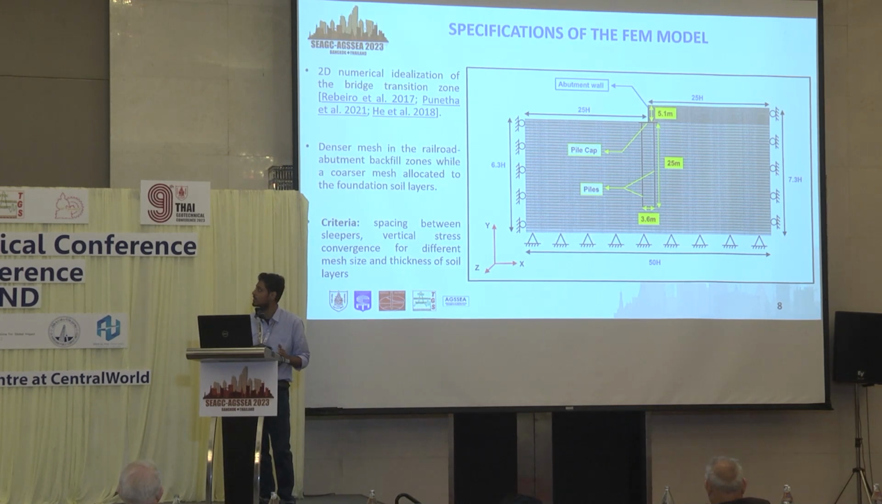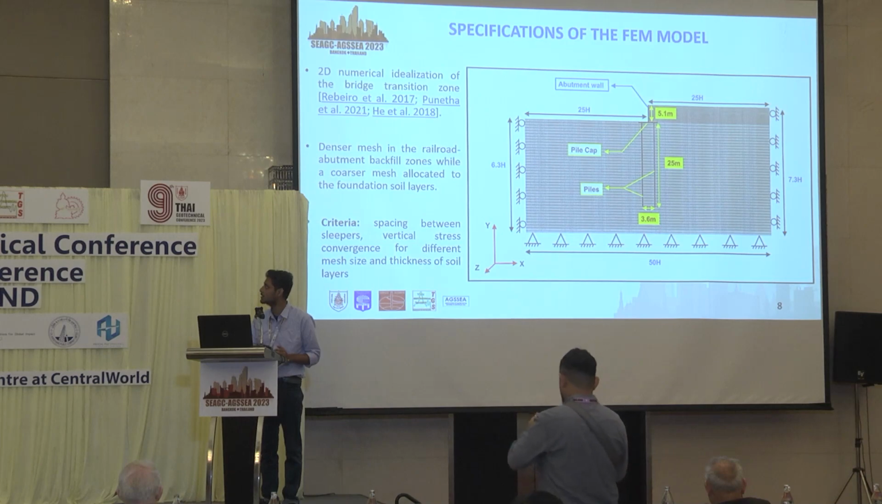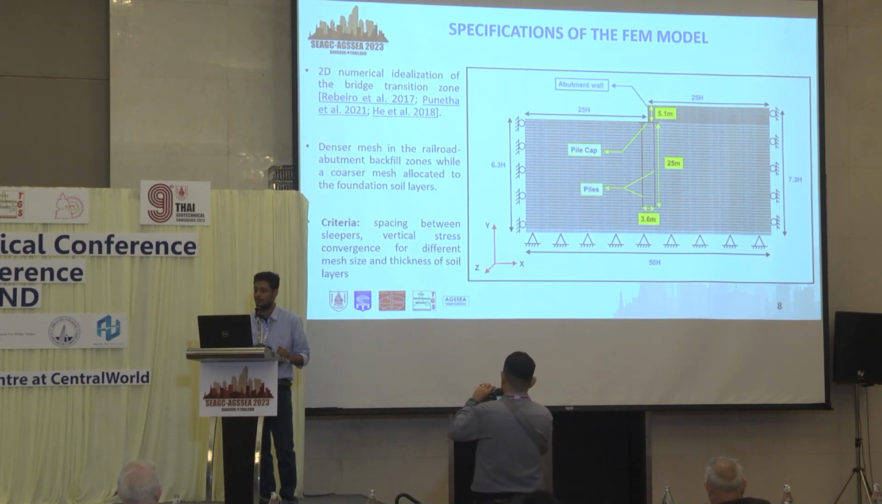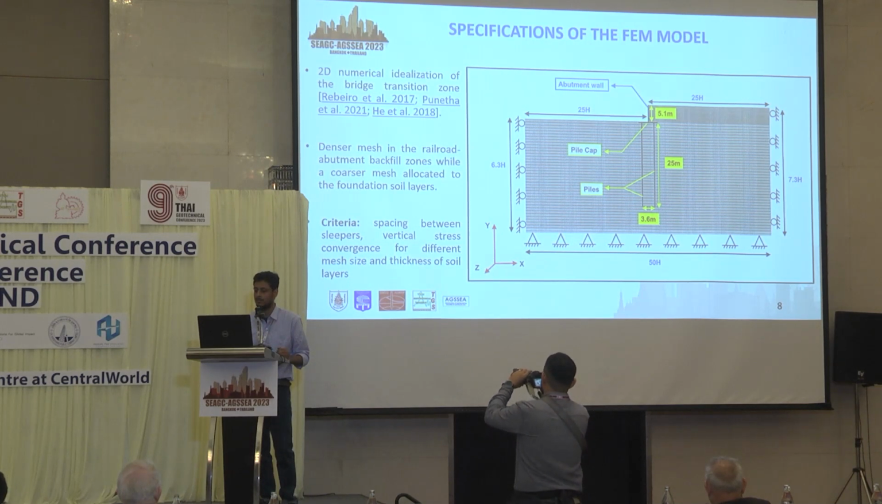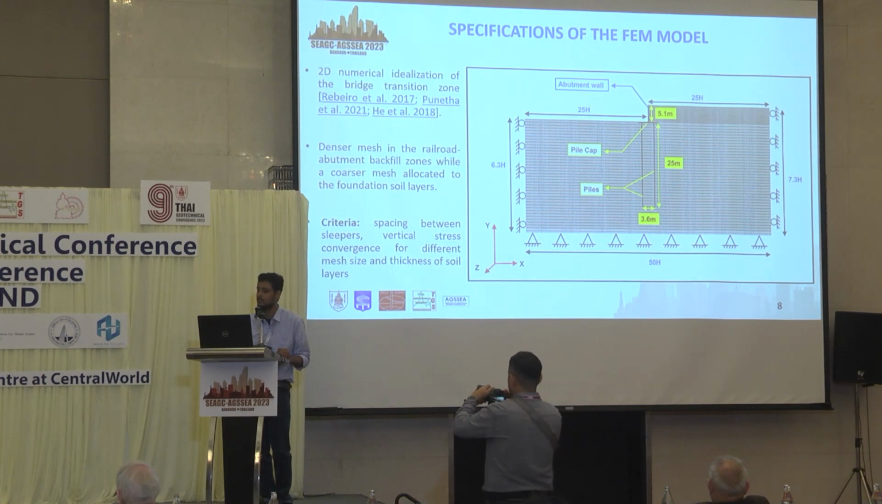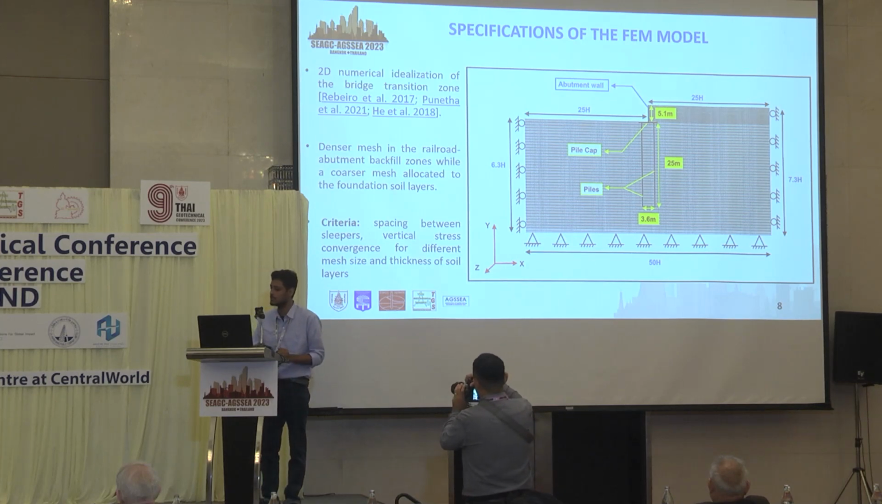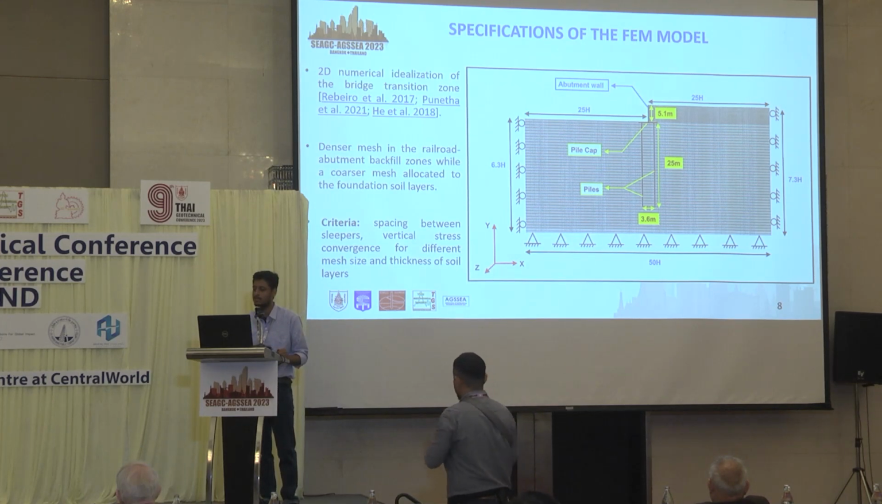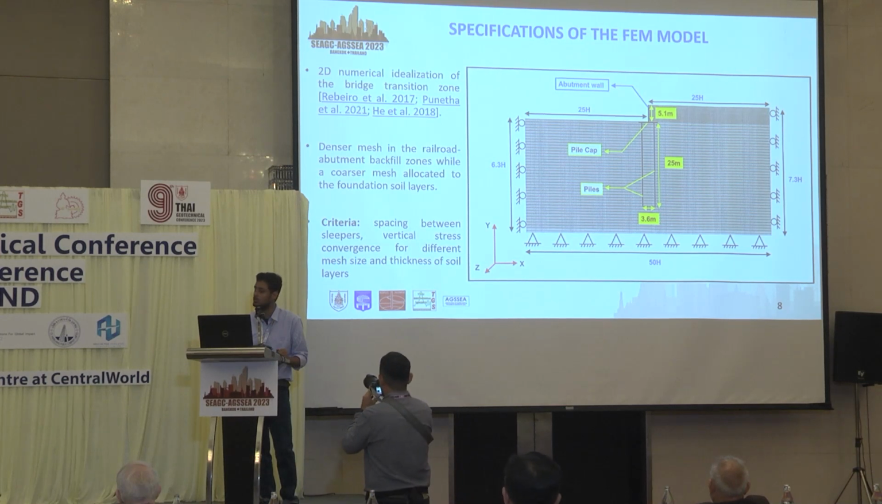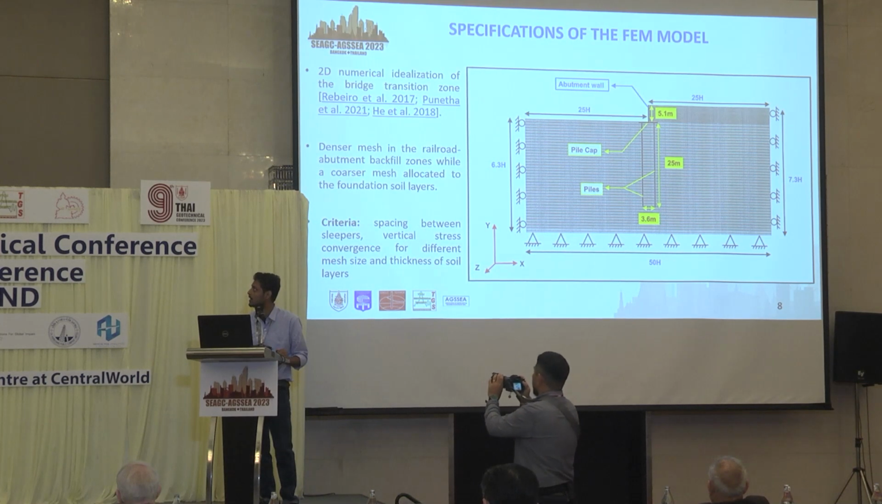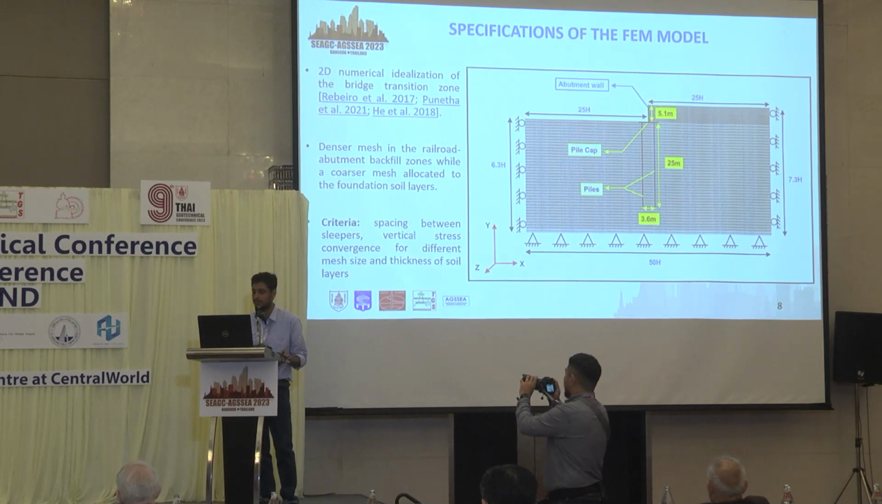The length of the domain has been chosen at that point where there is a negligible change in the response. Also the mesh has been chosen, the denser mesh has been chosen. You can see that behind the wall, and also there are some other criteria based on the spacing of the sleepers, the vertical stress convergence at certain points at lower depth and higher depth, and also the thickness of the soil. This mesh has been prepared.